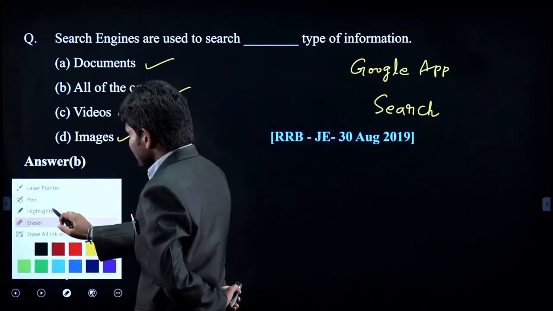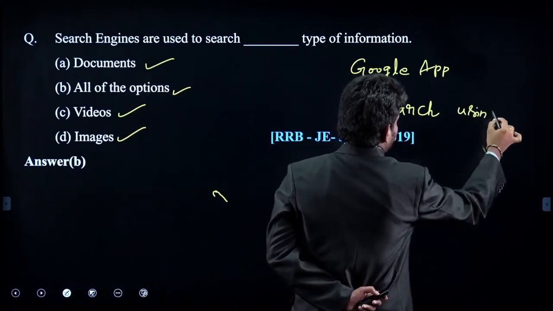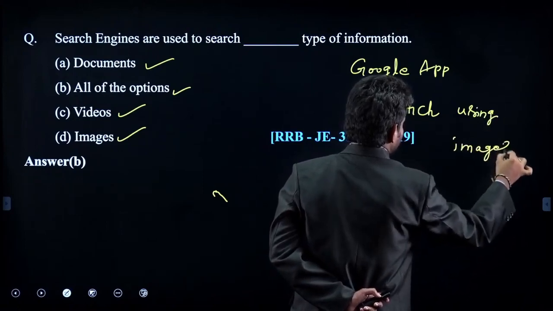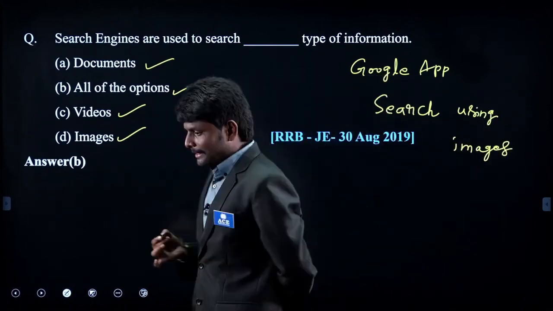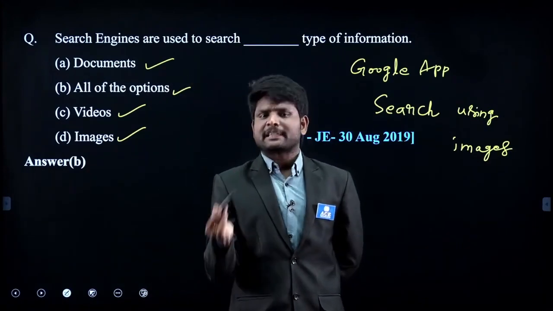Here my output is not an image. Search using images. Do you know the answer for this question? My question is very simple. There is a Google application that takes an image as the input and will search for that image.